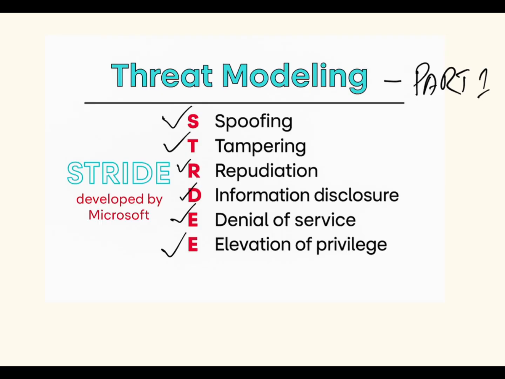Spoofing. An example in software design: an attacker uses stolen credentials to log into an app. An example in network infrastructure: an attacker spoofs IP or MAC addresses to bypass a firewall or any networking device. Tampering: a hacker could modify app code or data in transit. An example in network infrastructure: altering network configuration or intercepting packets.